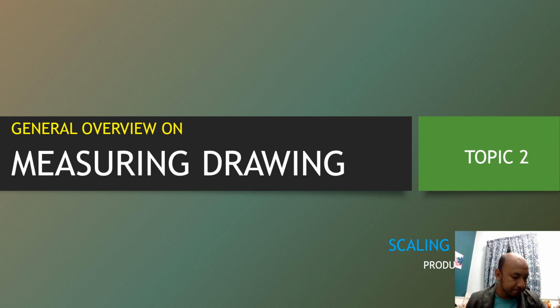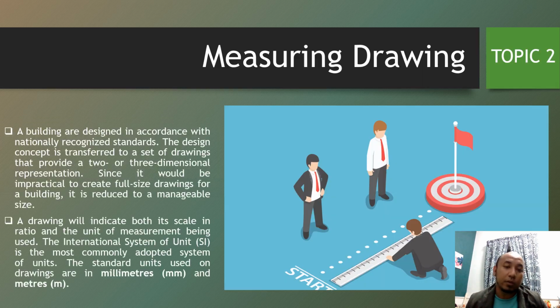Okay, so today we continue our lecture. Lecture 2 is about the general overview of measured drawing. It's about the scaling and dimension. In this topic, we identify the scaling and dimension for production, the standards of the scaling and dimension, and the drawing guidelines for the scaling and dimensions. So we go through our topics.